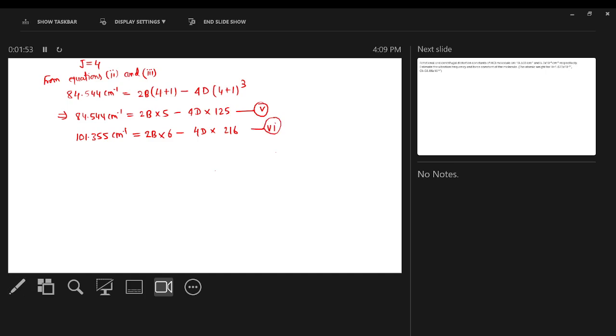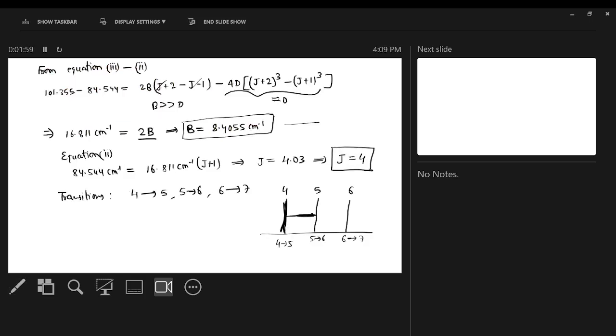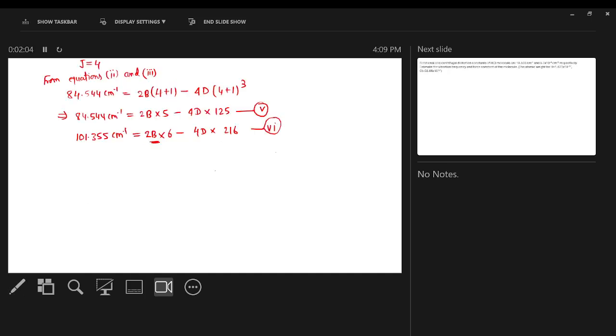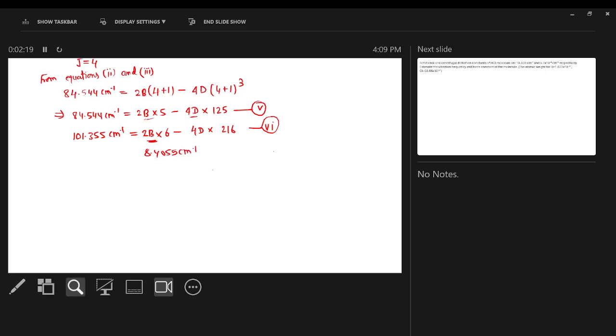So by solving these two equations, we know the value of b. We got something, see, b 8.4055 centimeter inverse. So from any of these two equations, you can substitute this b and you can calculate this d. On doing so, I am getting the value of d.